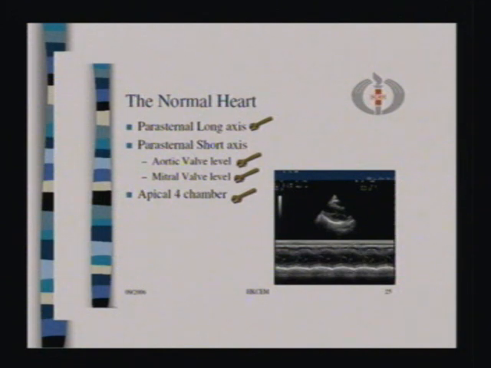So you see, you get a patient, you see the parasternal long axis view, you do the parasternal short axis at different levels, aortic valve level, papillary muscle level, right till the apex, do the apical 4-chamber view, and where required you do the suprasternal and subcostal views.